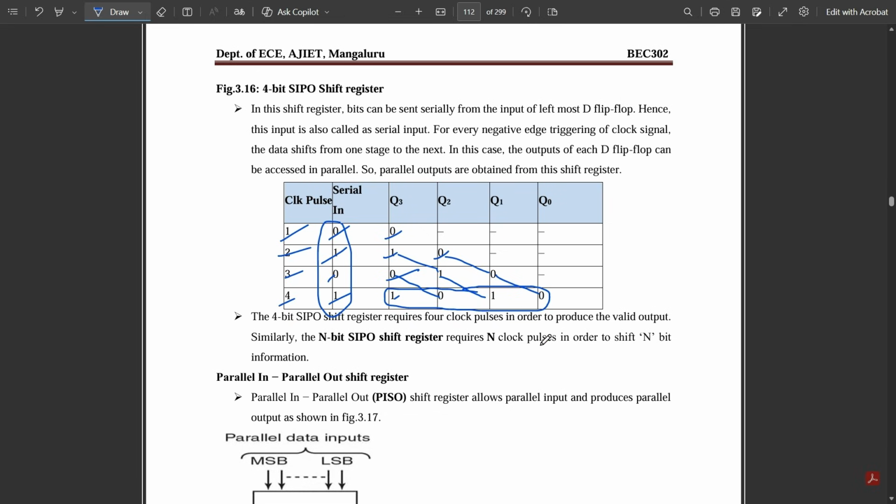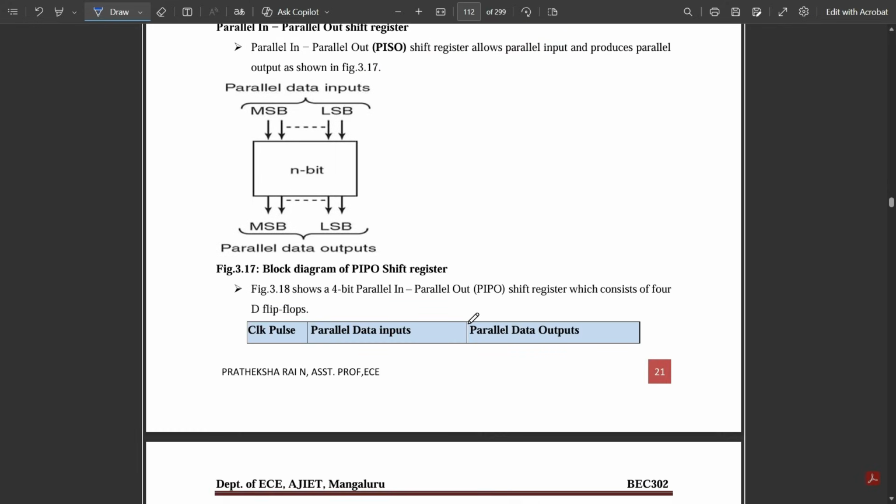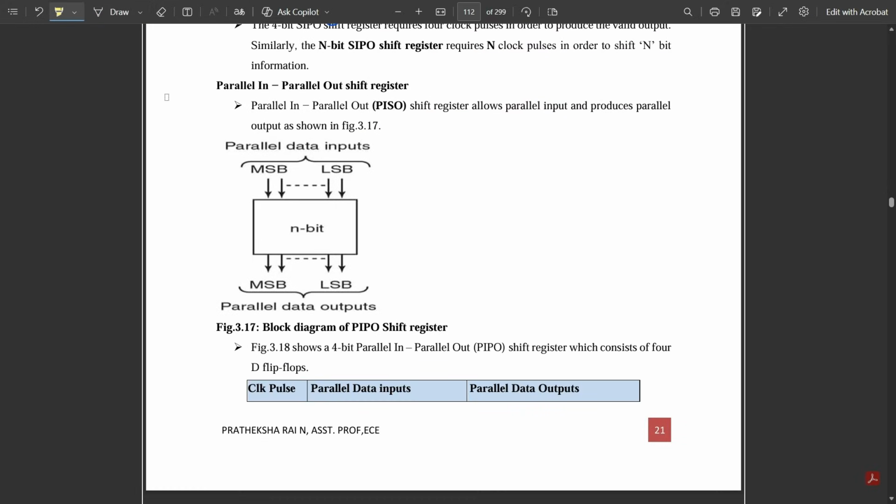We cannot be doing further shifting because these are the parallel outputs which are getting generated. Okay, so hope this is clear. Serial in, parallel out. Now let's get to parallel in, parallel out, that is PIPO.